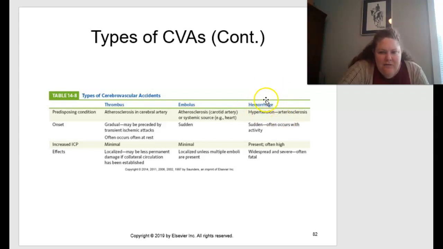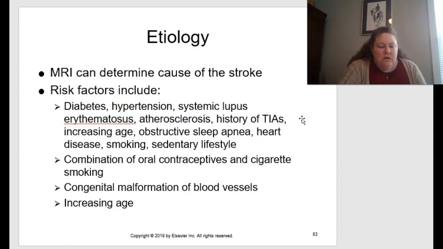All right, and then also you have your hemorrhage, and this can be predisposed by a high blood pressure or a narrowing of your blood vessels. Okay, so great little summary table. So what about the etiology? So your risk factors. This is on page 347.